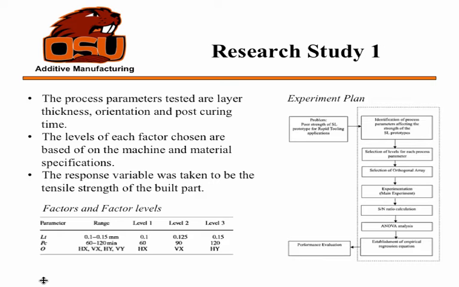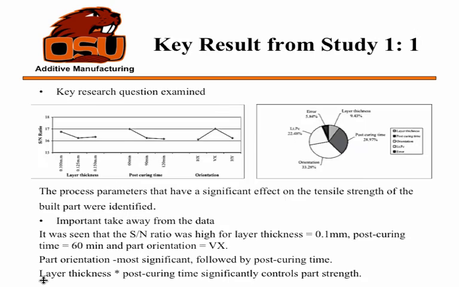So this is the experimental plan. Their problem is part strength, and they look at tensile strength, but they say the system which they're doing can be extended to fractional strength and all other mechanical properties as well. So it's just the same thing, orthogonal arrays for three factors with three levels.